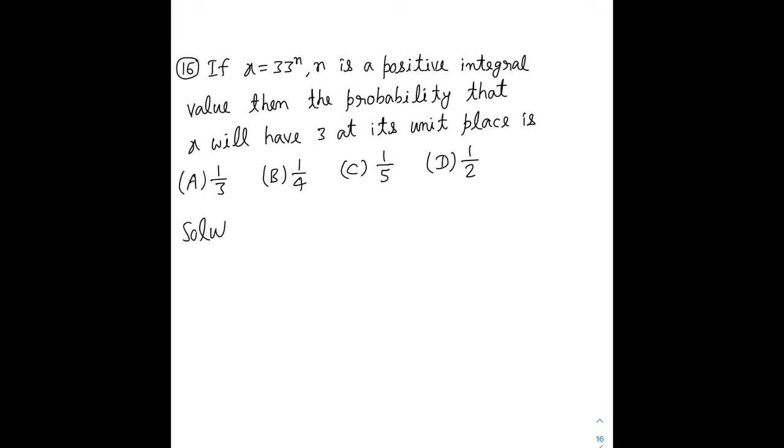So here you have 33 and the unit digit of 33 is 3. So you know, for 3 to power n, what are the possibilities? If n is 1, it will be 3. If n is 2, 9. If n is 3, 7. If n is 4, 1. Similarly, it will repeat when n is 5, 6, 7, 8 and so on. So there are 4 possibilities, and we want 3. So there are total 4 outcomes, and the favorable outcome is just 1. So probability will be nothing but 1 by 4.